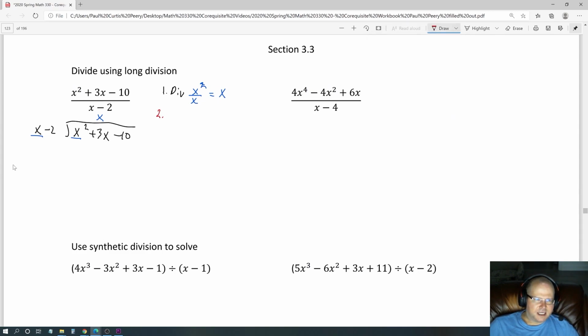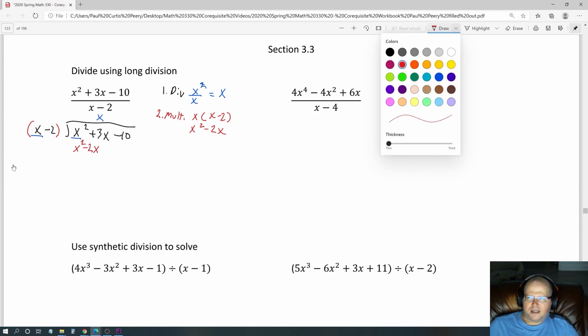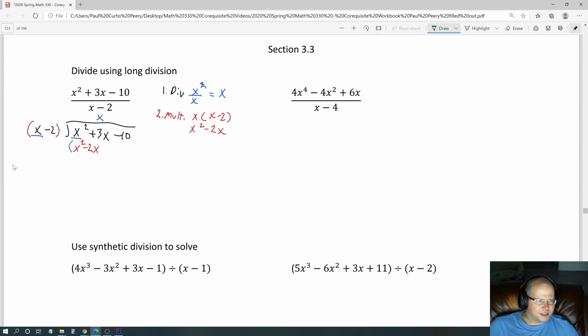Now the second step is multiplication, which gives me x times this entire thing there, which will be x minus 2, which gives me x squared minus 2x. And I put that on the bottom, x squared minus 2x. All right. And then we have a third step, which is subtraction. So third step, subtraction. Right here, we subtract all this.